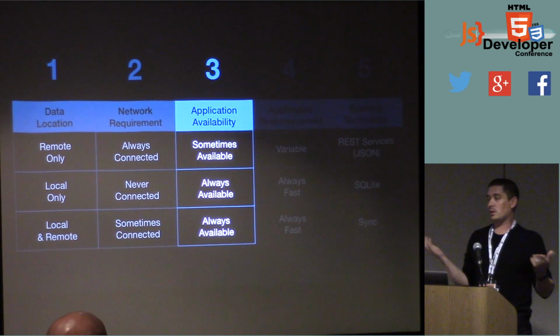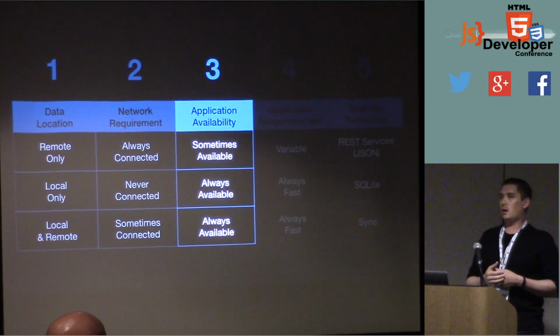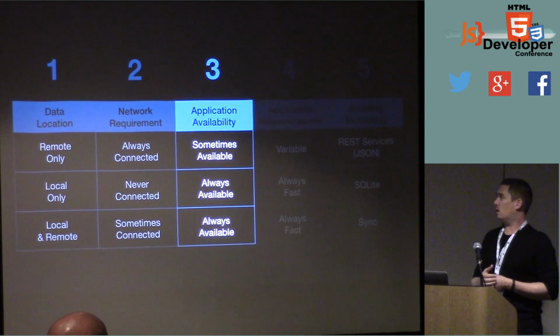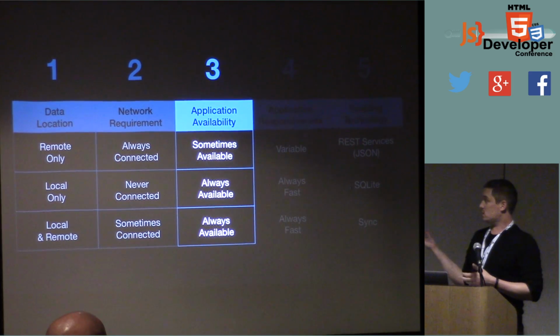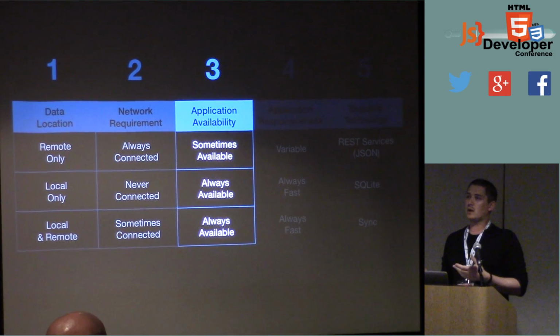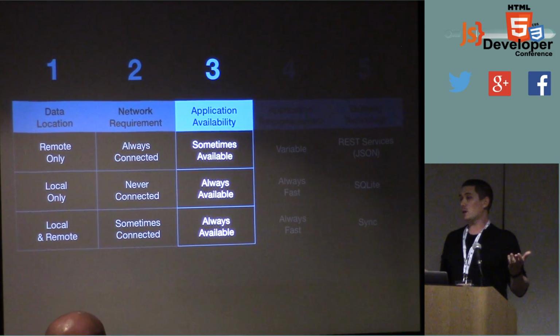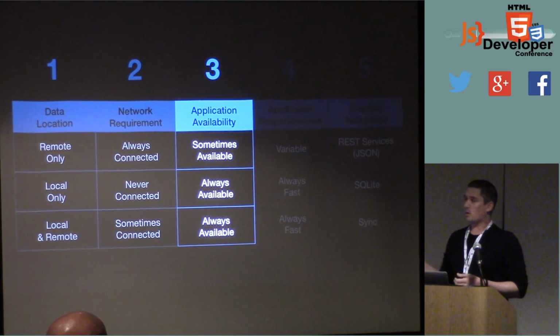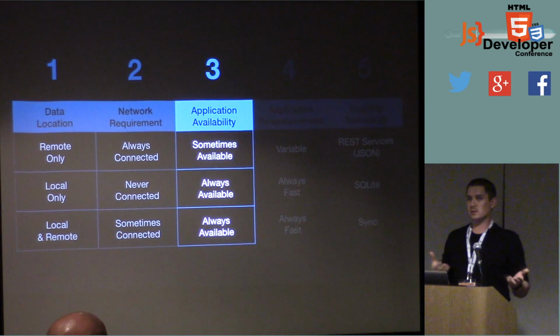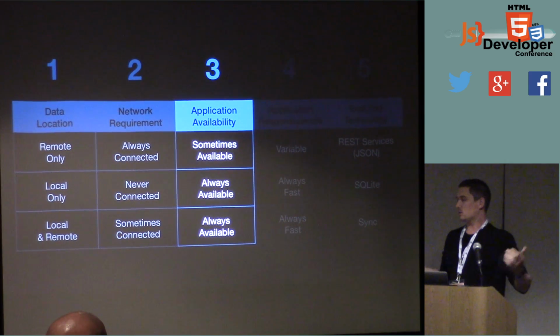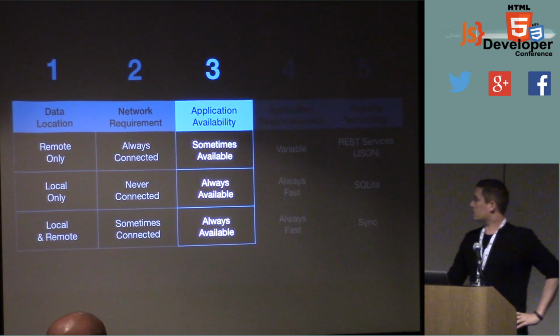So then we get into the actual effects on applications. The first one we look at is availability. So does the app work or doesn't it? With the remote-only strategy, because of the complete dependence on the network, the application can only sometimes be available. It can't be always available. And then with the local and hybrid strategies, because the data is local, your applications can be always available and aren't affected by the network.